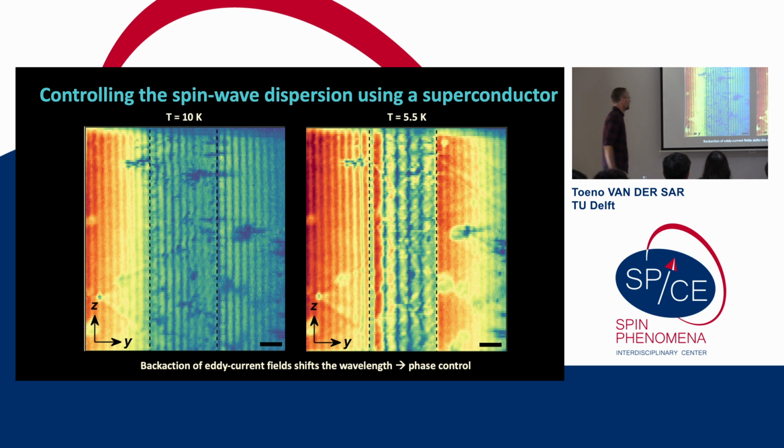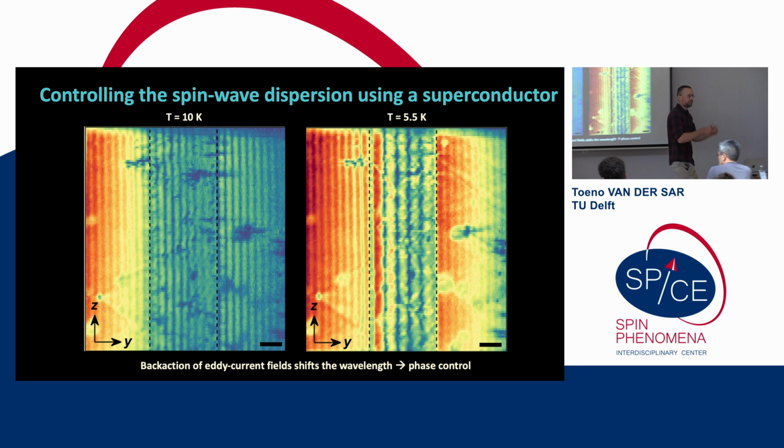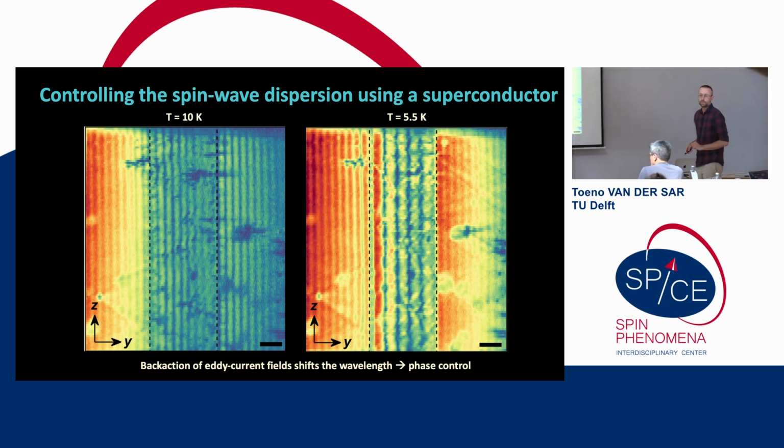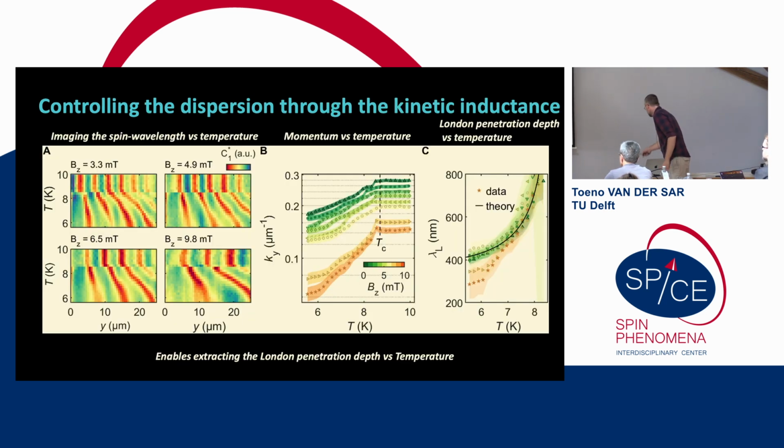The idea behind this experiment is that you can use a superconducting gate to control the phase of a spin wave, and to, for instance, make a phase shifter device. So we can analyze this in more detail, and that's what we do here.